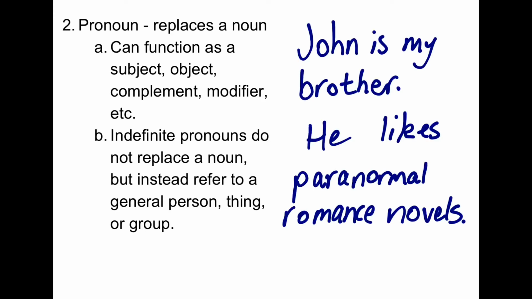In these example sentences, there are 2 pronouns. First, he is describing John, and it directly replaces that noun in the next sentence. And the second is my, which is referring to the speaker, and replaces whoever the speaker is. In this second sentence, he is functioning as a subject. But in the first, my is functioning as a modifier describing brother.